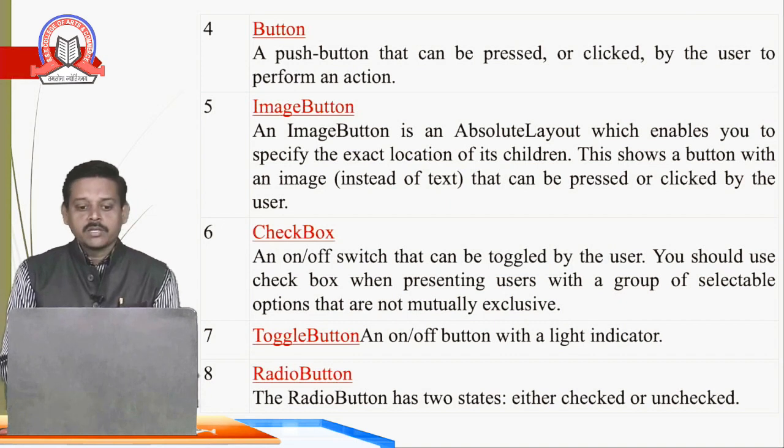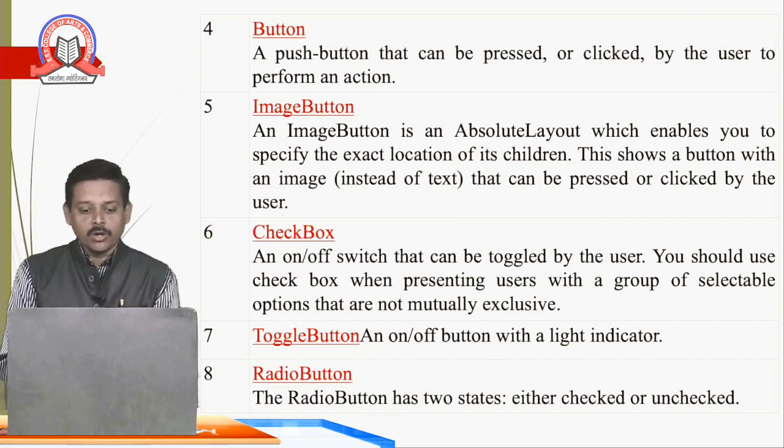So checkbox contains an on-off switch which can be toggled by the user for that particular option, and we can use a checkbox when we are presenting the user with a group of selectable options, and these options are not mutually exclusive. Means if I am selecting reading as a hobby, and I want to select cooking also as a hobby, then in that case cooking as well as reading both will be enabled. So a checkbox is a multiple-selectable option and it is not mutually exclusive.